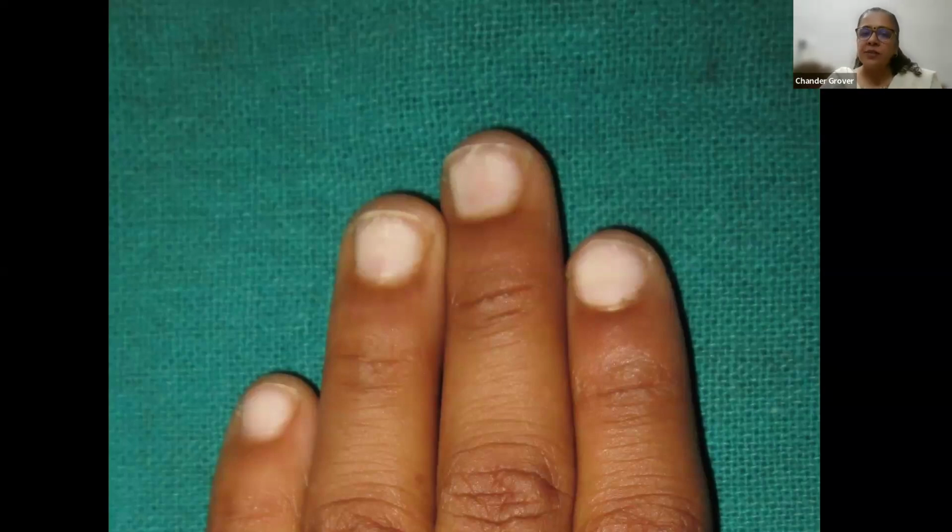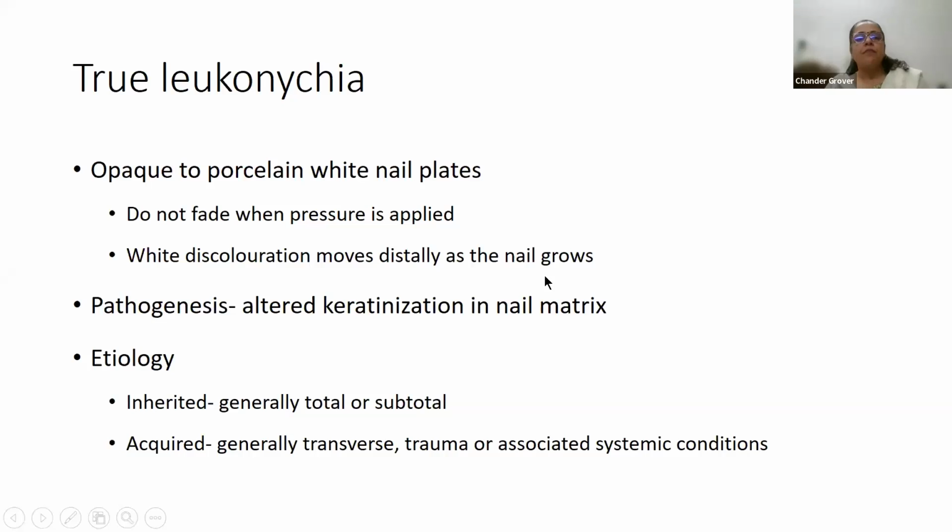And when it does not disappear, that means this color lies within the nail plate. This whiteness is within the nail plate. So obviously it's defective matrix keratinization which is occurring. In such a patient, the true leukonychia here, in this case, is a result of a hereditary true leukonychia, a matrix keratinization defect. The pathogenesis is altered keratinization, inherited, where it can be generally total or subtotal, but acquired forms can be different, again named entities.